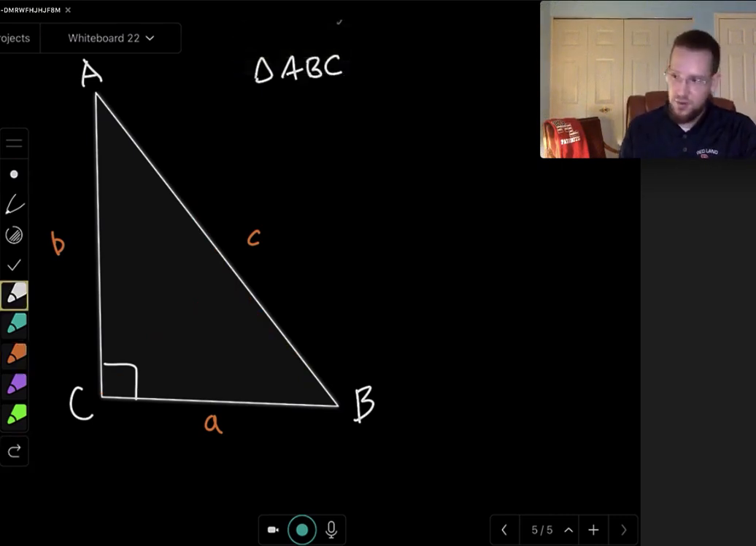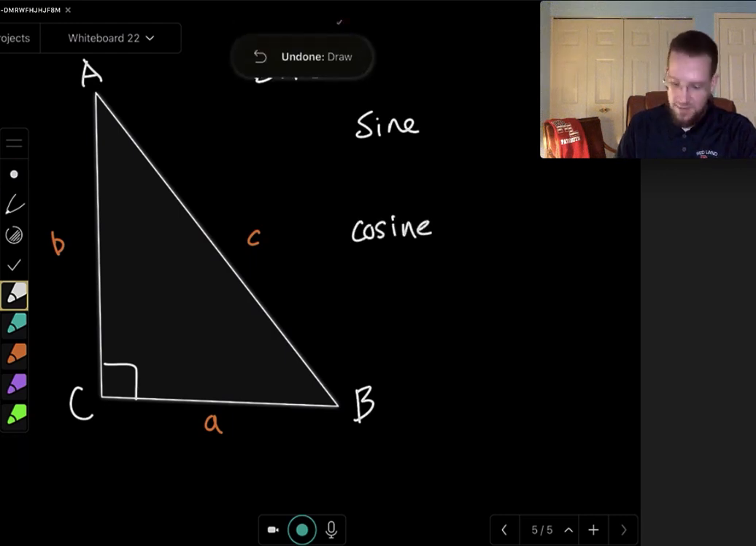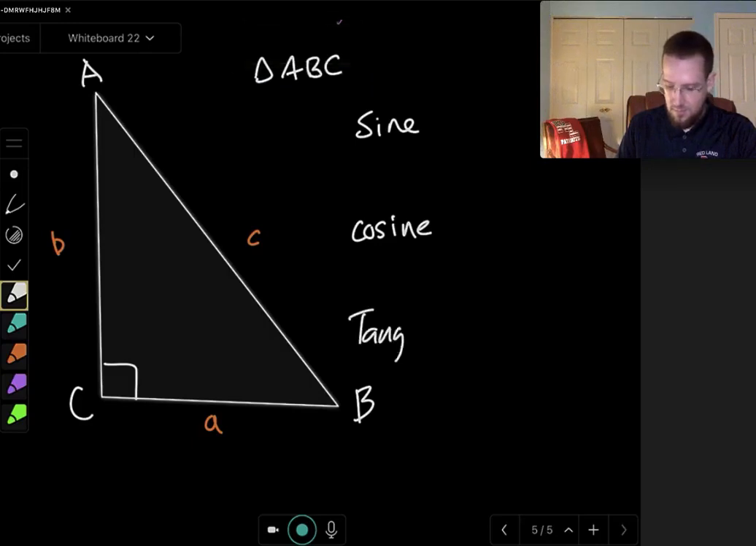So what is trigonometry? Well, we have these three ratios. We have sine, not sin. We have cosine. And then we have tangent. We have these three trigonometric functions, as they're called. And so sine is the ratio of the opposite and the hypotenuse.